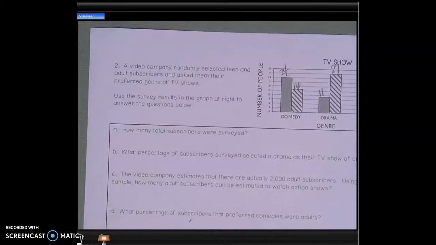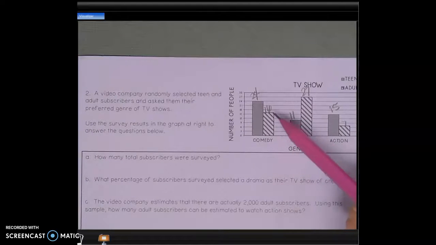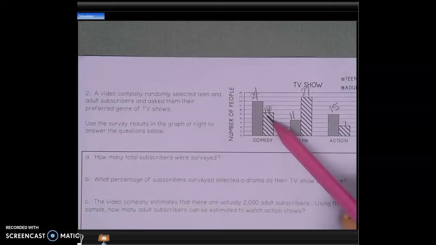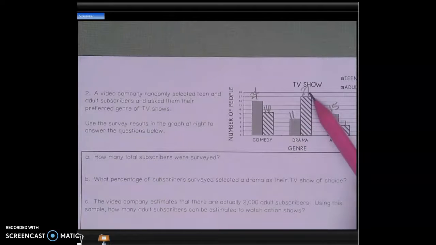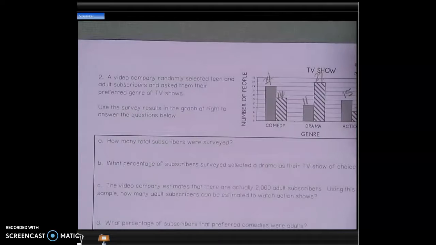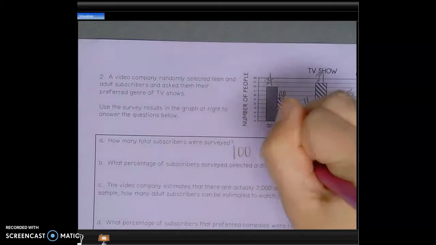How many total subscribers were surveyed? So we have 24 and 16, and that would give us 40. And then we have 15, so this would give us 22. That's 62. Plus 11 is 73. Plus 27 would be 100. Okay, so 100 people were surveyed. So 100 subscribers.